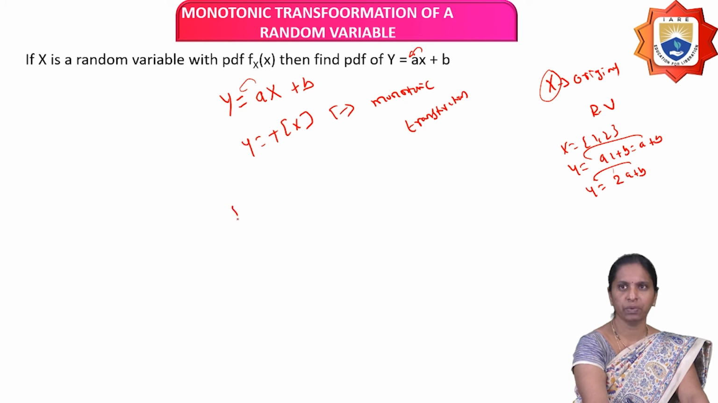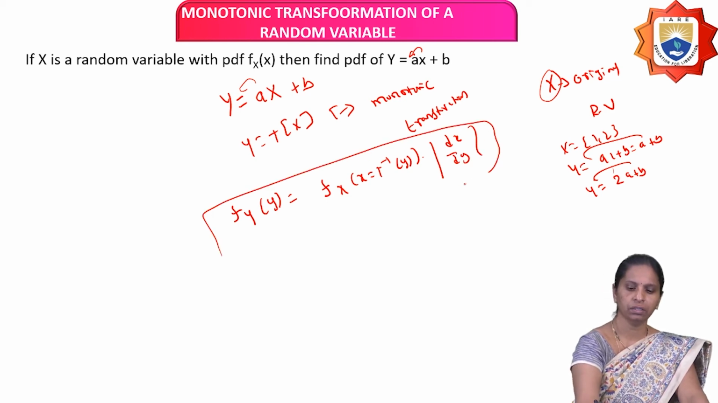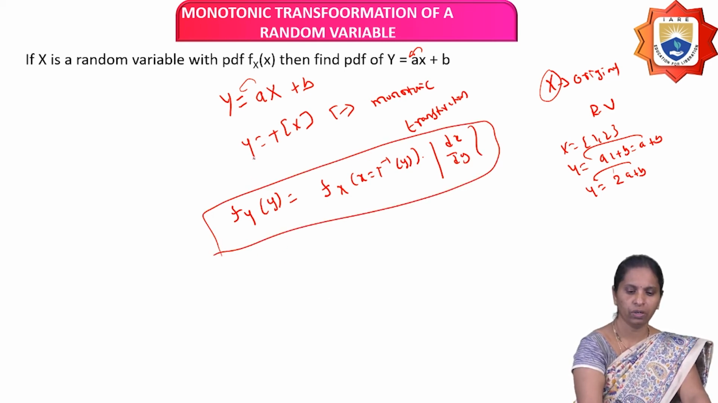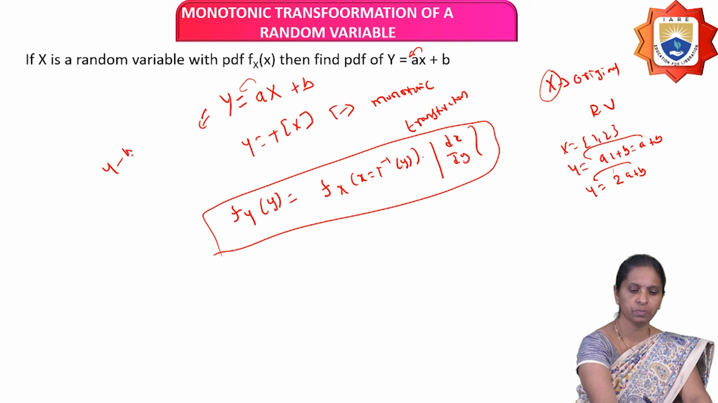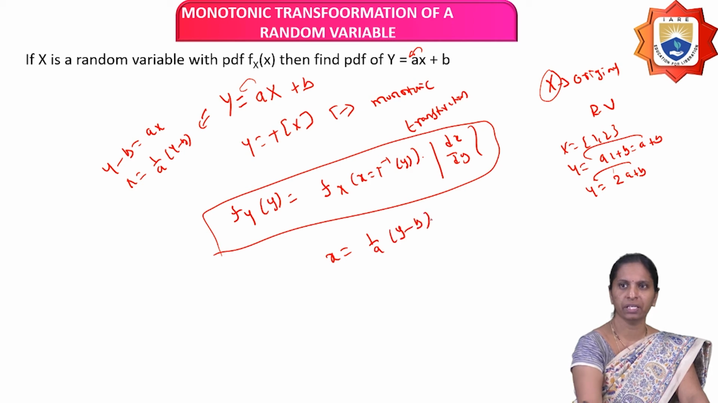So for a monotonic transformation, what is the density function of the transformed random variable Y? fy of y is equal to fx of x equals T inverse of y, into mod of dx by dy. This is the formula we have just derived. So Y equals aX plus b. From this, what is X equal to? Y minus b equals aX. Then X equals 1 by a into y minus b. So differentiate with respect to y. Then what do you get here?